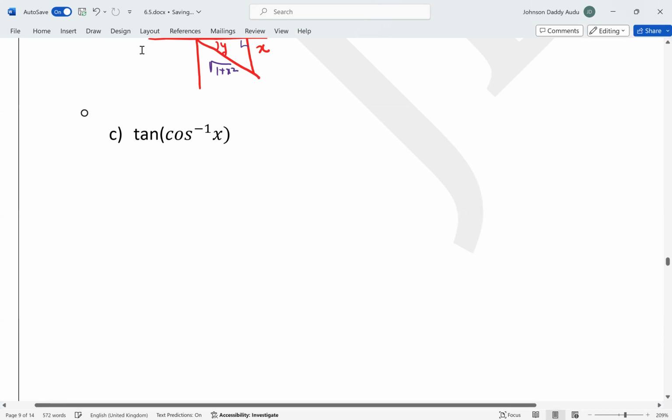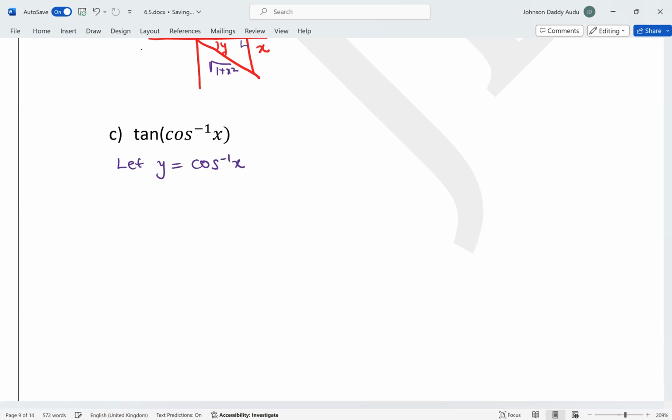Now for C, in the same way, we just let y be cosine inverse of x. So it means that we are interested in tan of what? Tan of y. But this cosine inverse is either in the first or in the second, which means that cosine of y is equal to x. Now, this one also is going to be either in the first or in the fourth, but this is when x is greater than 0. If x is less than 0, it would be in the second or in the what? Or in the third. So you just take the one that is common.